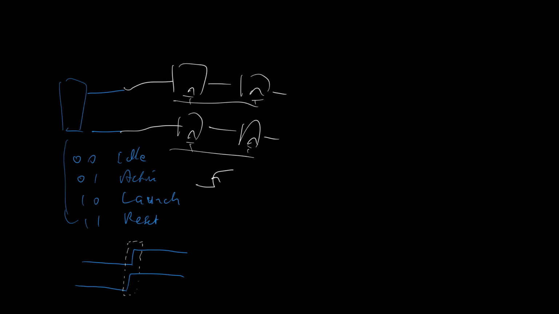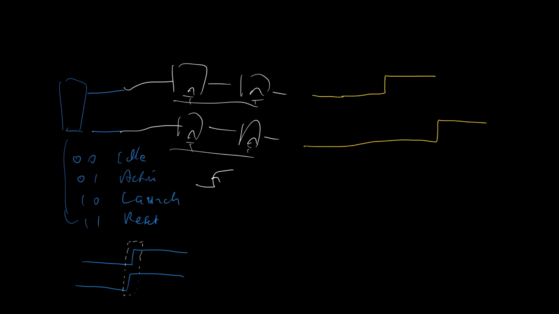Remember that depending on whether the metastable state resolves itself to a 0 or to a 1, these synchronizers are going to detect the transition here either one clock cycle earlier or one clock cycle later, depending on how the metastability resolved itself. And so in particular, the output might be that this double flip-flop synchronizer saw the transition earlier, while this one saw the transition one clock cycle later.